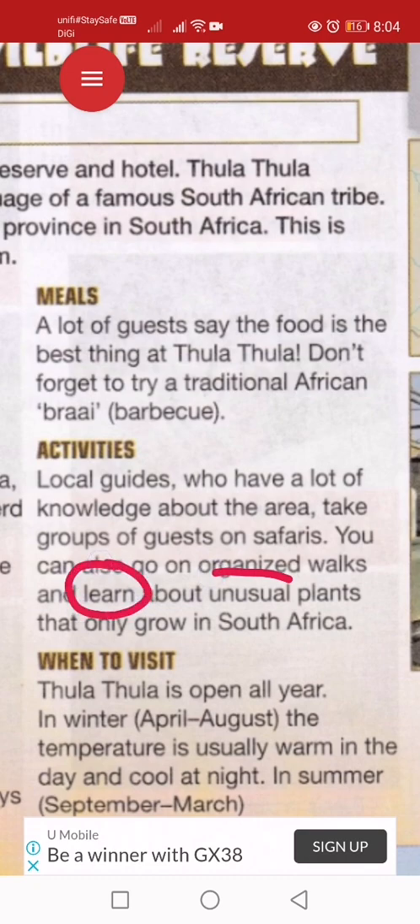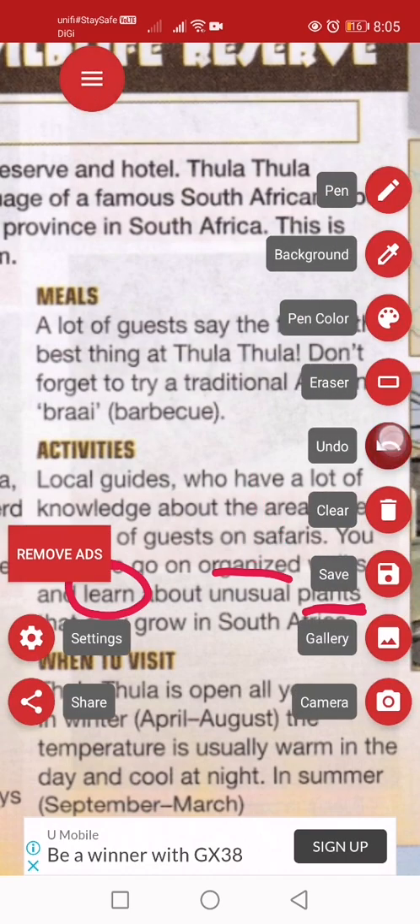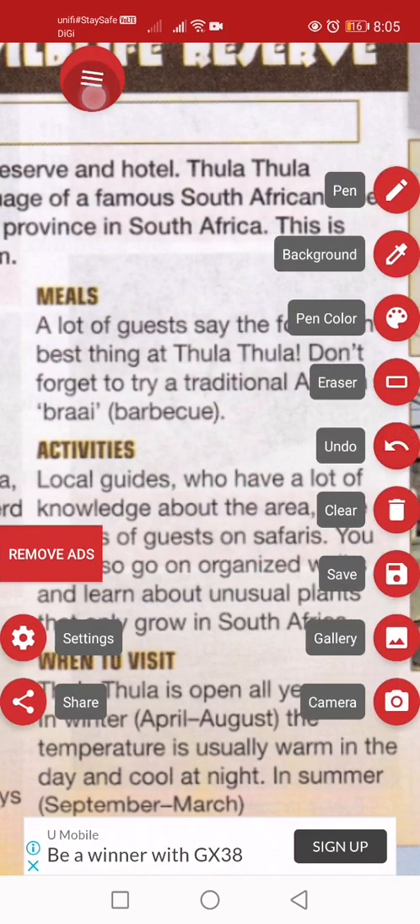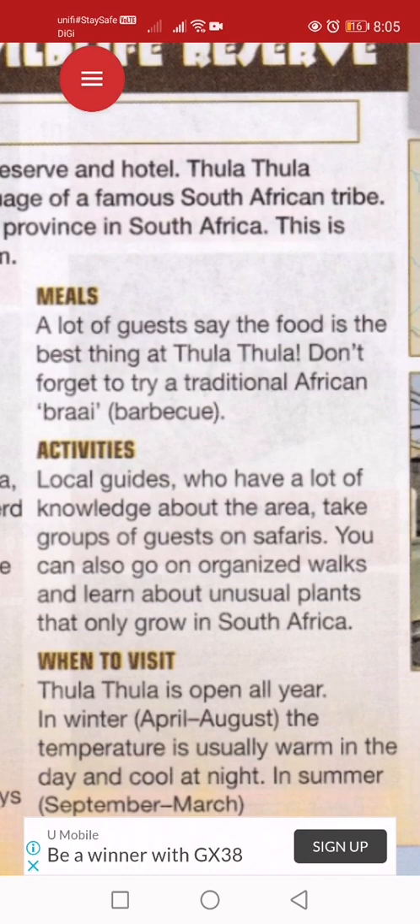Mengenali. Learn di sini ialah bukan belajar, dia lebih kepada mengenali about the unusual plants. Okay, plants ialah tumbuh-tumbuhan. Unusual ialah yang lebih daripada berbeza daripada yang biasa. Maksudnya luar biasa. That only grow in South Africa, yang cuma dia cuma tumbuh di South Africa.